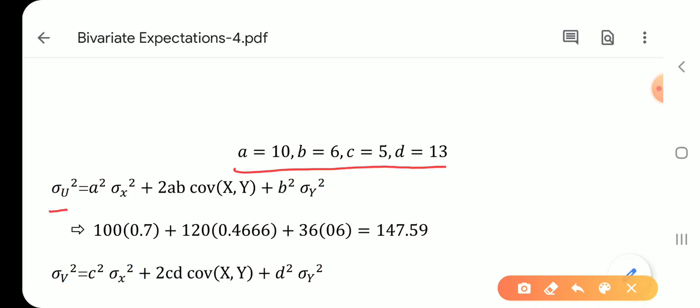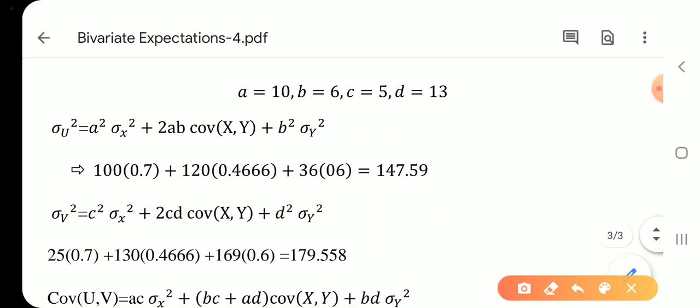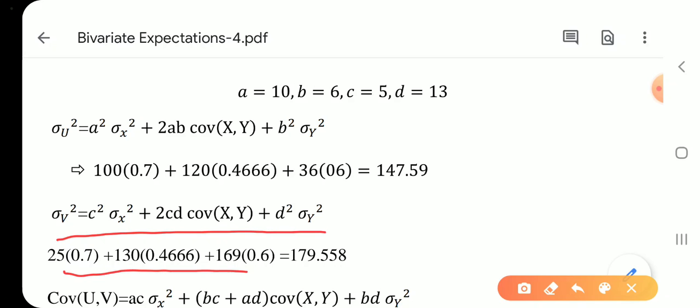Sigma u square, the formula is a square into sigma x square plus 2ab into covariance of xy plus b square into sigma y square. So we have put the corresponding values here, substituted the values, you get the answer as 147.59. Similarly, write the formula for sigma v square. It is c square into sigma x square plus 2cd into covariance of xy plus d square into sigma y square. Put the values of all the terms given.